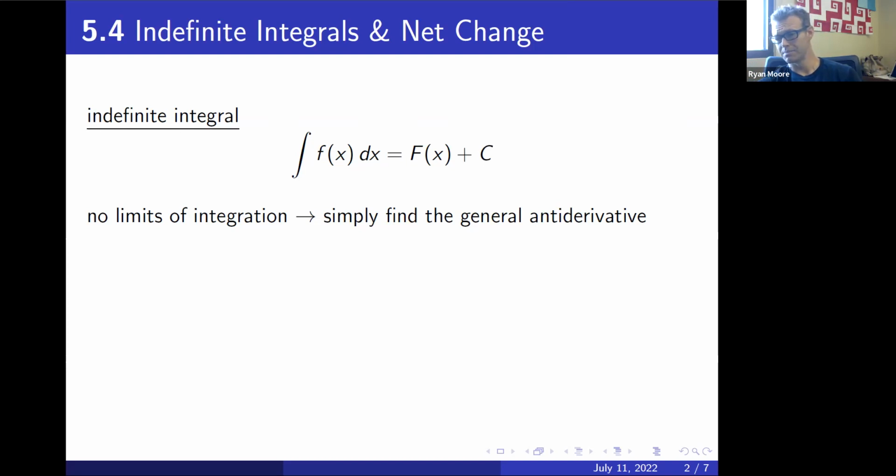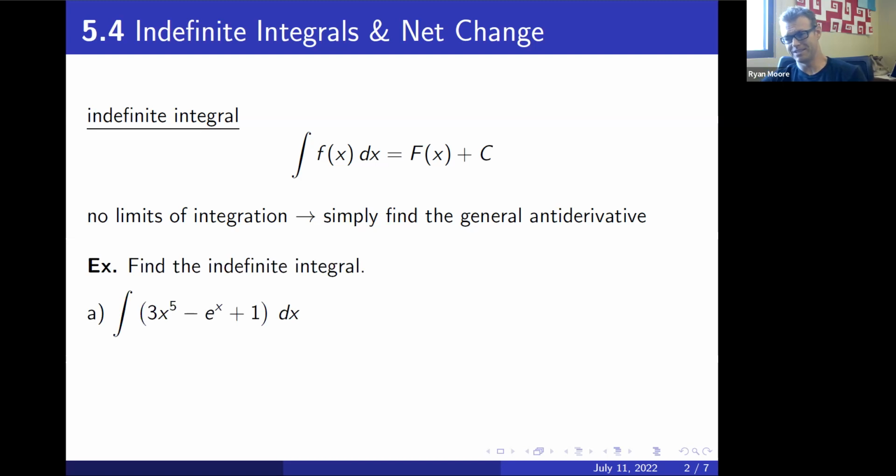So let's take a look at some examples. We really don't need to do much here because we talked plenty enough about finding antiderivatives back in 4.9, and we've even done more of them right in 5.3 and so on. We'll practice these a ton, but just to see the notation, let's take a look here. How about this? Find the indefinite integral, part A. You'd probably just say find the integral of 3x to the 5th minus e to the x plus 1 dx.